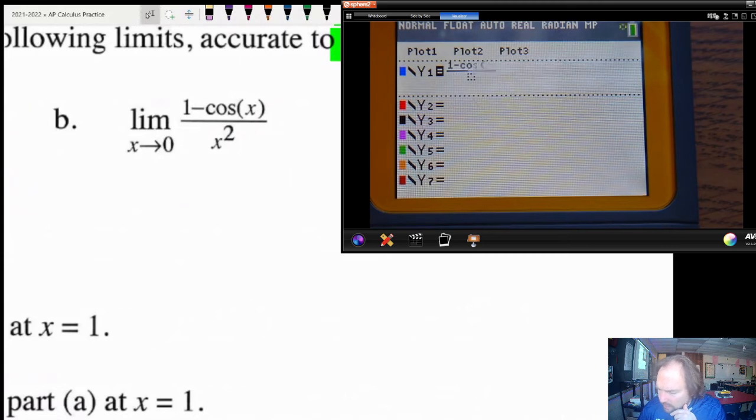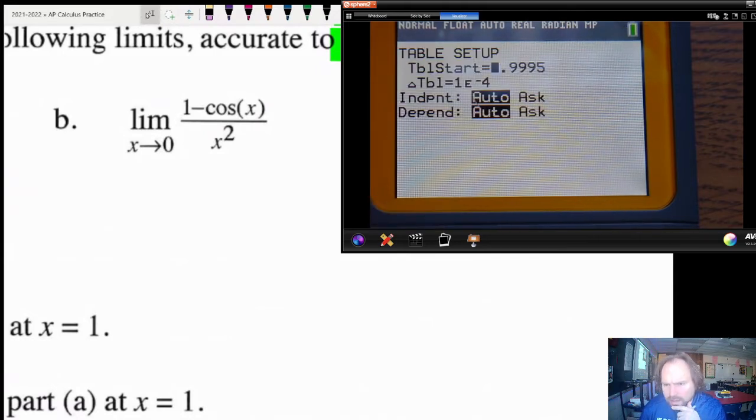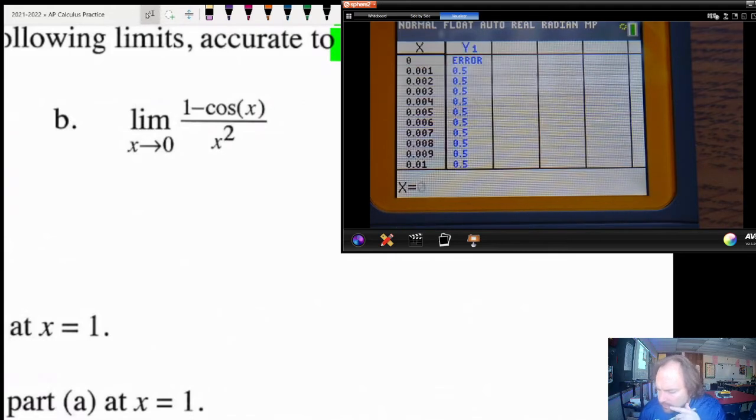1 minus cosine of x over x squared. This is going to give us a 0 on both things. Let's go ahead and just consult the table right away. We're going to start our table at 0. And again, I'm going to make my delta table like 0.001, something very small. We'll look at the table there, see what's happening.